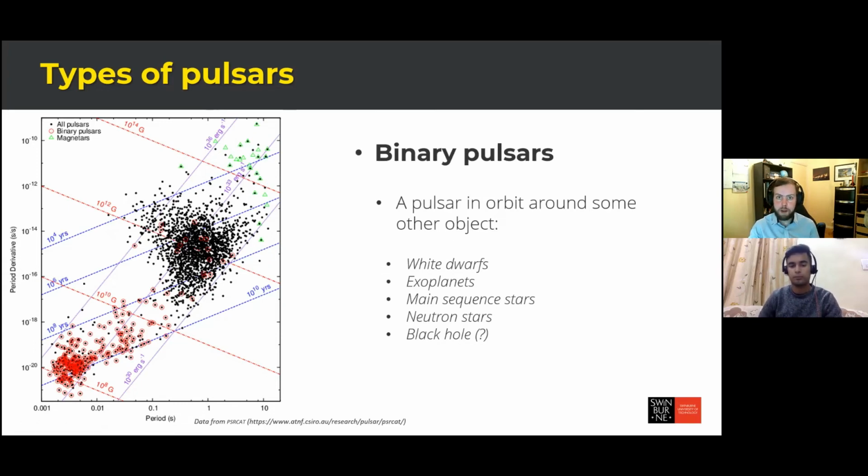And most commonly, that's a white dwarf, hence the association with all the ones down in the bottom left. But there are other kinds of things that pulsars can have orbiting them as well. One interesting one is that pulsars can have exoplanets going around them.